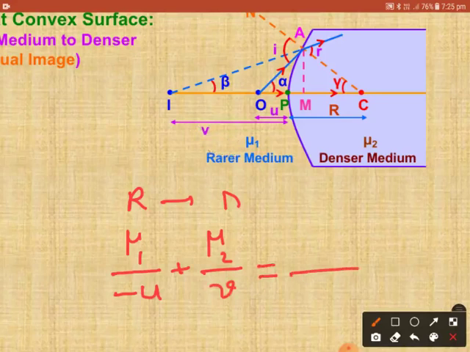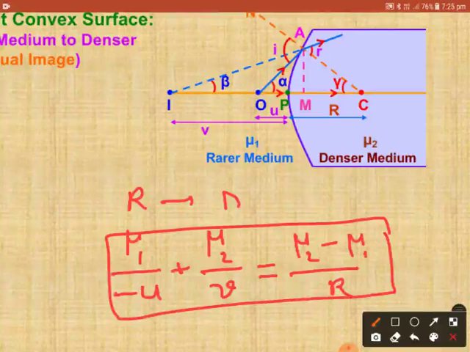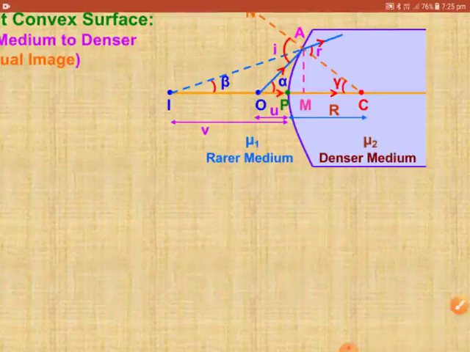And this will be equal to, now you need to think that it should be returning backward from mu2 to mu1. So you need to write mu2 first minus mu1, and this will be the radius of curvature. This formula will always be there, as I said. If you follow the mnemonic that I have said, then it will come like this. So let's see.